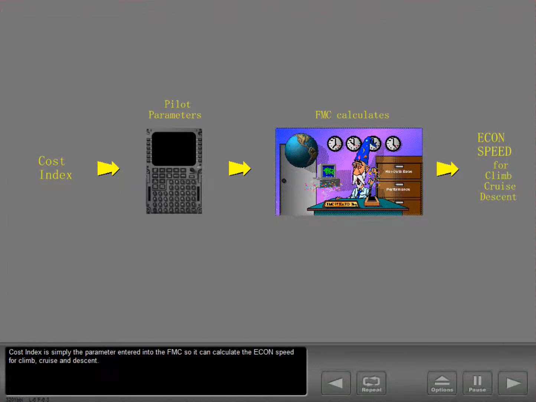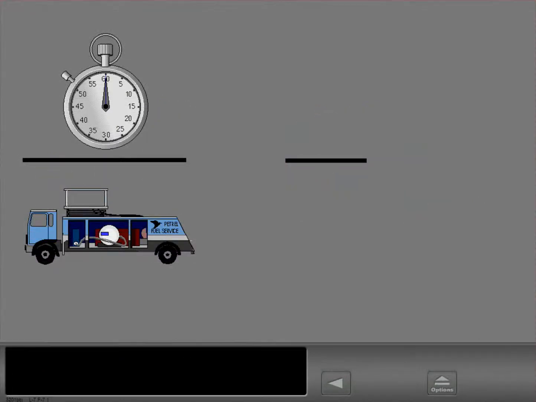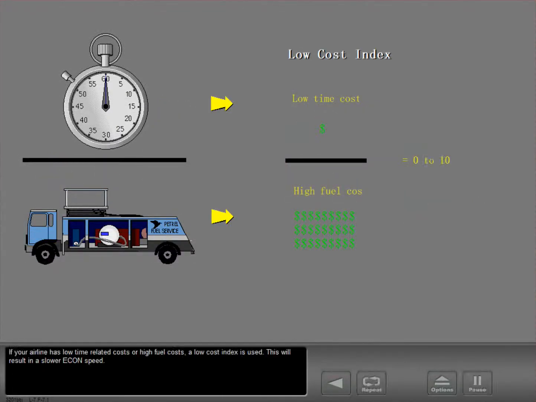Cost index is simply the parameter entered into the FMC so it can calculate the econ speed for climb, cruise, and descent. If your airline has low time-related costs or high fuel costs, a low cost index is used. This will result in a slower econ speed. If the time-related costs are high or fuel costs very low, a high cost index would be used. This will result in a faster econ speed.